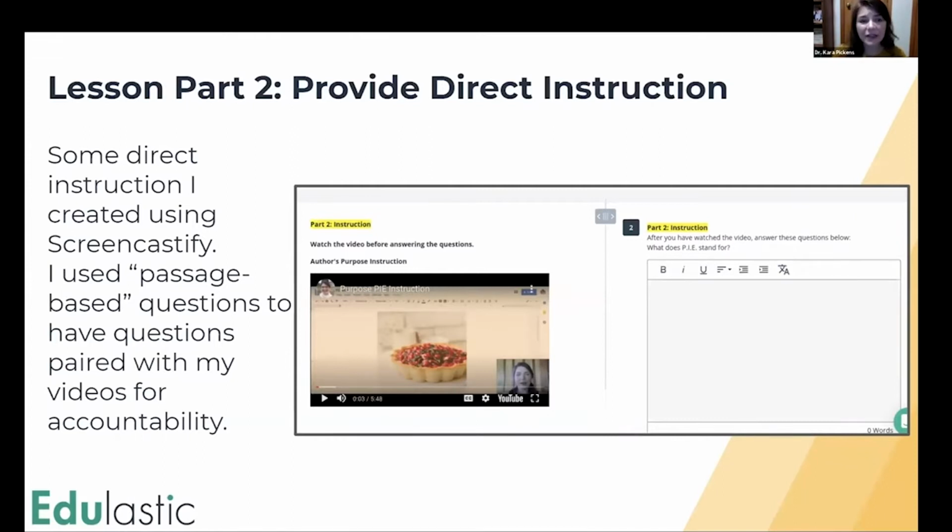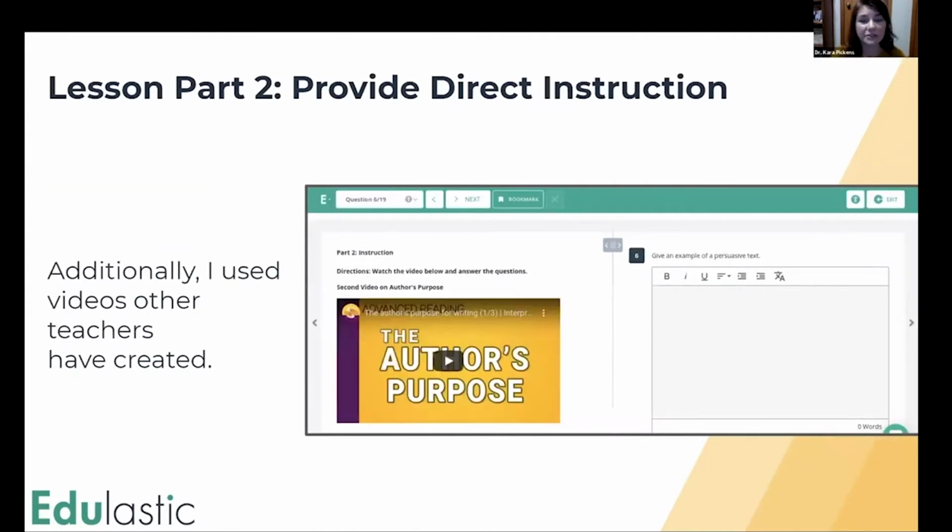Some of these I created myself using Screencastify. And I would use the passage-based questions to insert a video. And then I would ask students a question about what they learned from the direct instruction so that they would have accountability for that. Other times I used videos that other teachers have created, and I'm so, so thankful for all the material that teachers across the country and globe have created and provided for all of us to share on YouTube. It's really, truly amazing, and I made use of that.